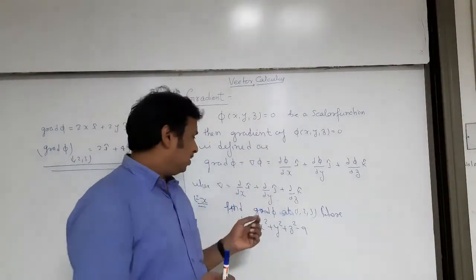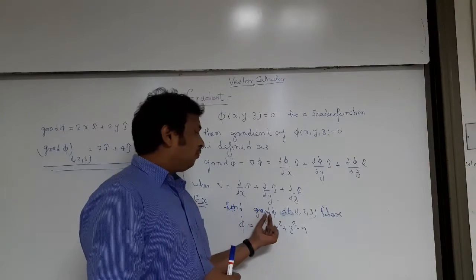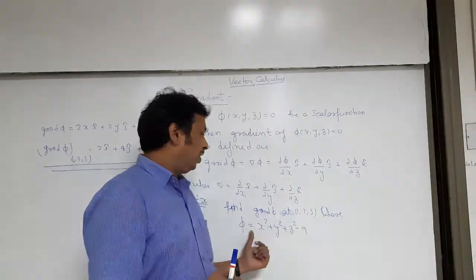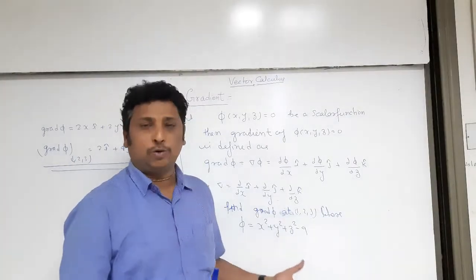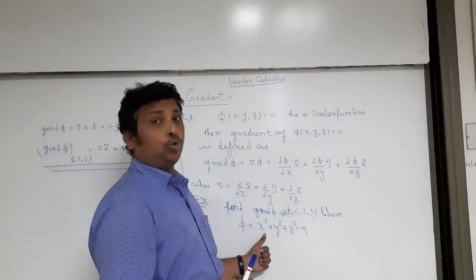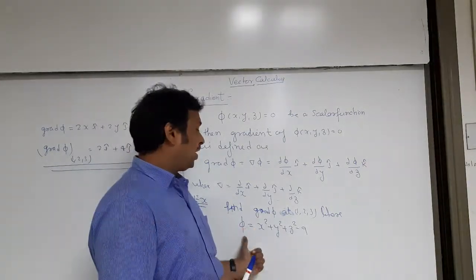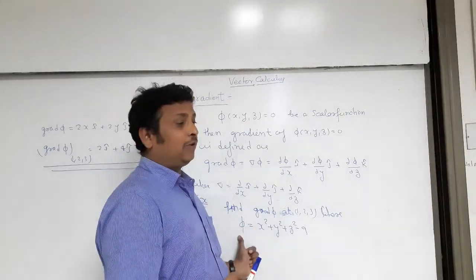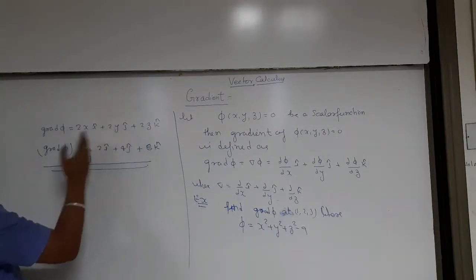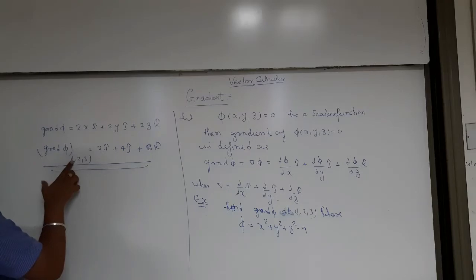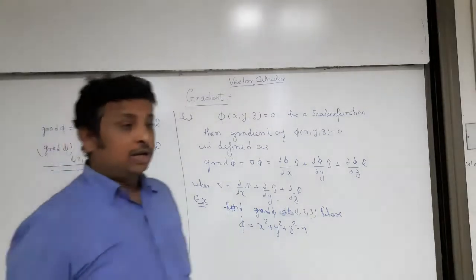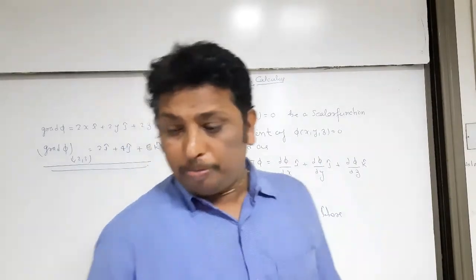Now for example, find grad phi at the point 1, 2, 3, where phi is given. How do we calculate? Phi is given, so what is del phi over del x? 2x. Del phi over del y? 2y. Del phi over del z? 2z. Just put the values there. At 1, 2, 3 means put x value 1, y value 2, z value 3, and you will get the answer. This is called gradient.